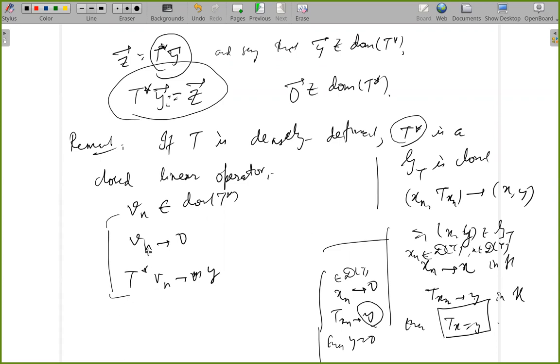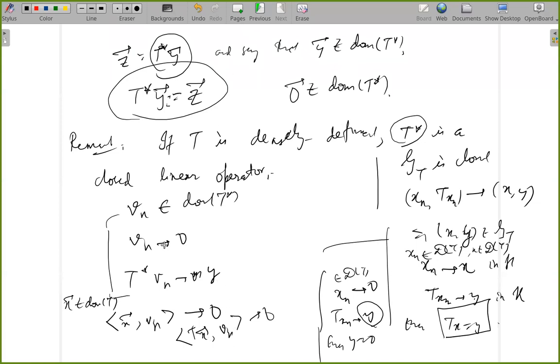Now, if Vn goes to 0, then for any vector x, I have the following: this goes to 0. So I'll choose x to be in the domain of T. If I choose x in the domain of T, I have x dot Vn goes to 0. Now, Tx dot Vn also goes to 0. Tx is just a fixed vector, x is in the domain, so I'm just using the fact that Vn goes to 0.